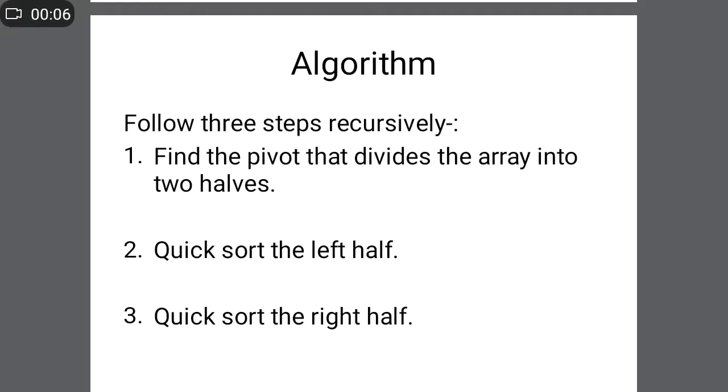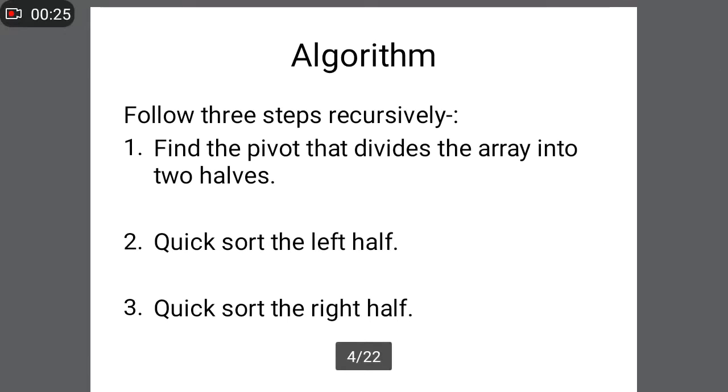QuickSort is basically a sorting algorithm which uses the idea of divide and conquer. First it finds an element called the pivot, which divides the array into two halves in such a way that elements in the left half are smaller than the pivot and elements in the right half are greater than the pivot.